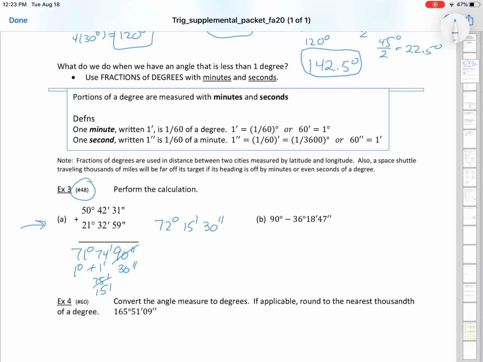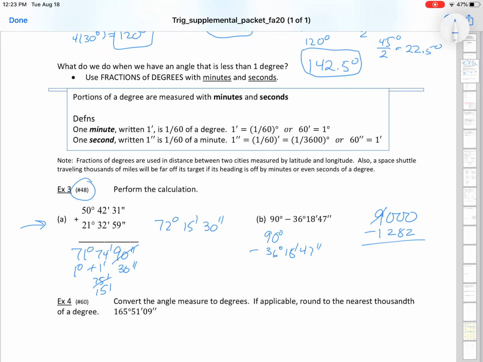So the seconds was way overloaded at 90. So we pulled a minute away and put it to the next minute category and found out the remainder of the seconds. If we have something like B, what we have is 90 degrees. Well, 90 degrees minus this is going to be a little bit of a problem because I don't have any minutes or seconds to deal with. So it's almost like having 9,000 minus 1,282.